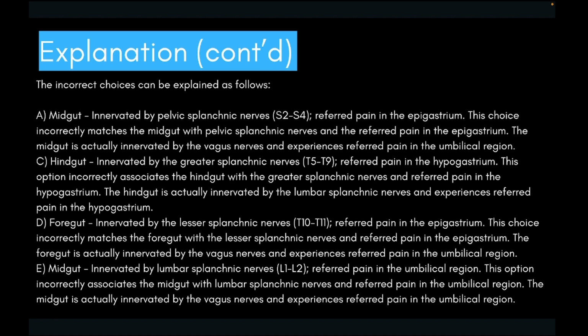Midgut, innervated by lumbar splanchnic nerves, referred pain in the umbilical region. This option incorrectly associates the midgut with lumbar splanchnic nerves and referred pain in the umbilical region. The midgut is actually innervated by the vagus nerves and experiences referred pain in the umbilical region.